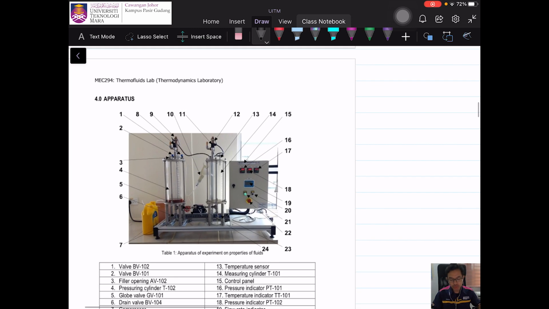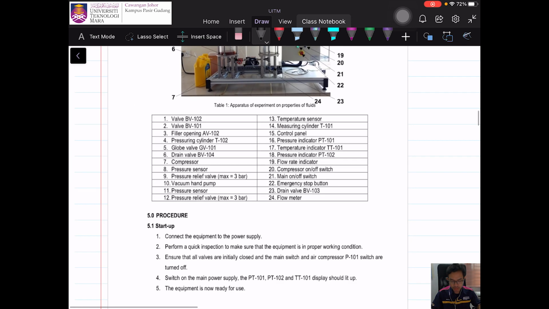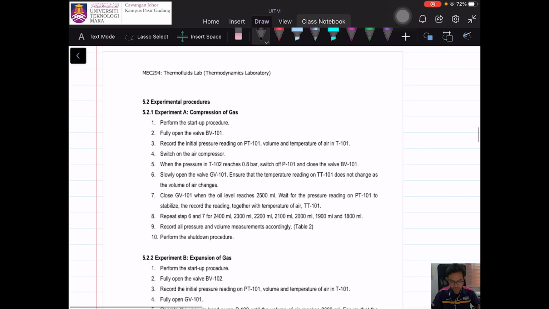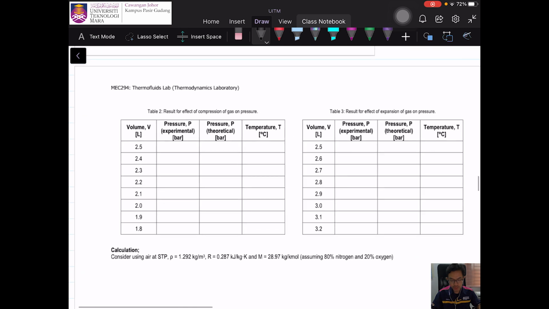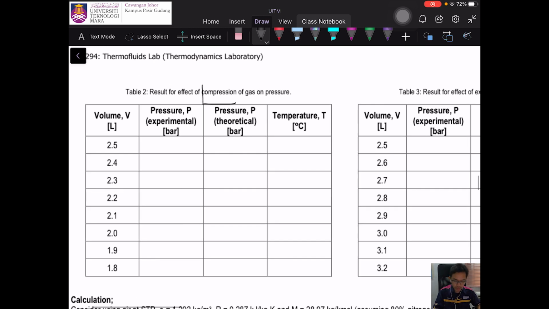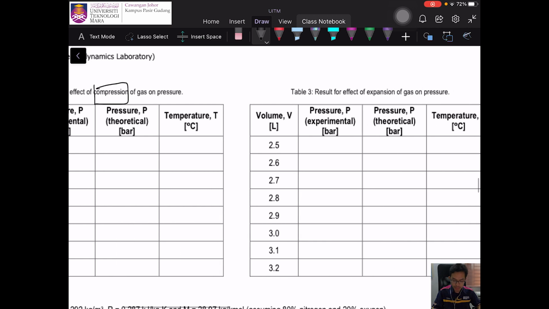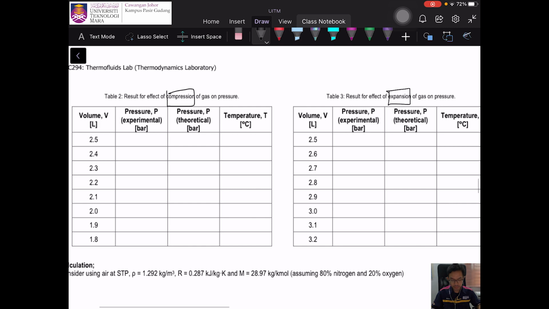So now we go into the data or results, on how to fill up the results for these experiments. Okay, if you see here, there are two tables to be filled. The first one is the compression of the gas, and the second one is the expansion of the gas during the Boyle's law experiments. Before you fill up these tables, you need to first understand the procedure and how to conduct the experiments.